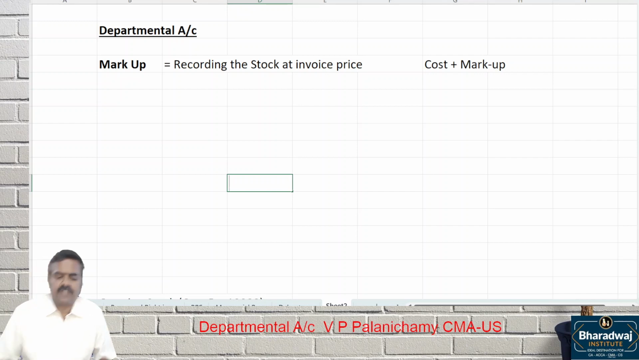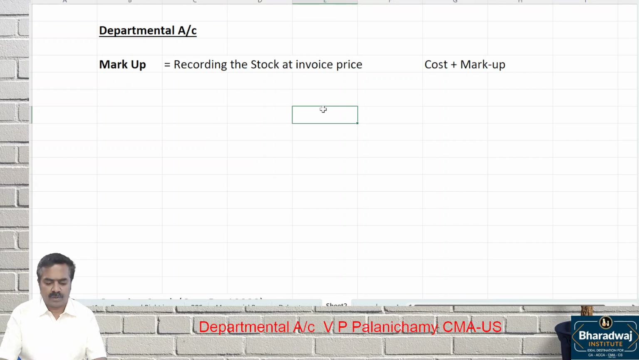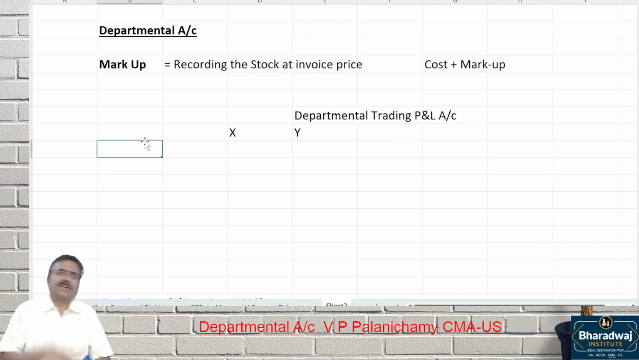We'll begin with the concept of markup and markdown. Before we go for this, we prepare the departmental trading P&L account in a columnar format, where we record Department X and Department Y. What all do we record in the trading account? Opening stock, purchases, direct expenses, and of course credit sales and closing stock we record.